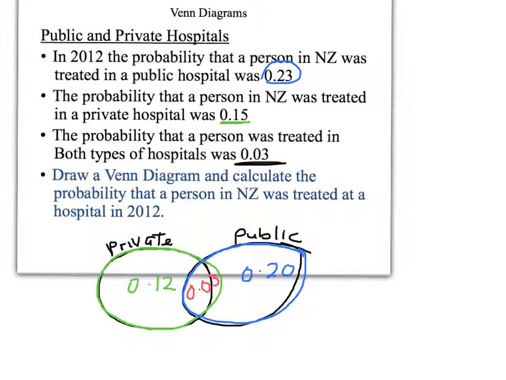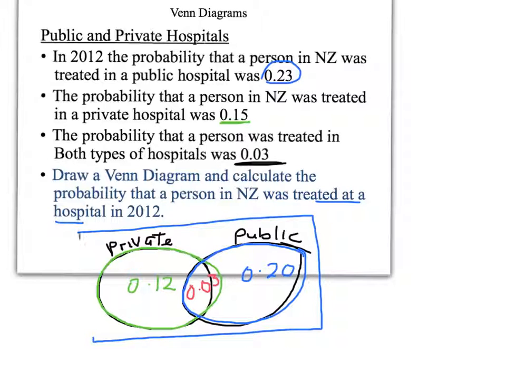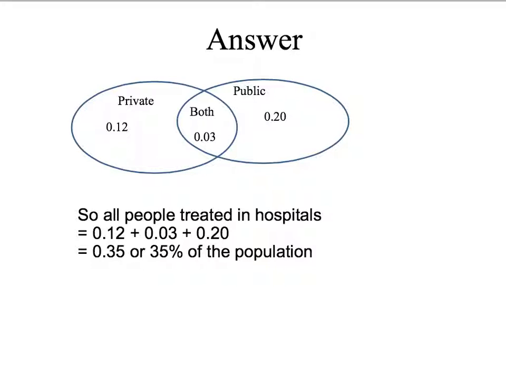We have to calculate the probability a person was treated at a hospital. So we want to know the total here of people treated in hospital. Of course, outside of this would be those who don't go to hospital. But those that go to a hospital, either private or public or both, would be 0.12 plus 0.03 plus 0.20. So that probability would equal 0.35, I think. 0.35. Okay. See that worked out on the next page a little more neatly.